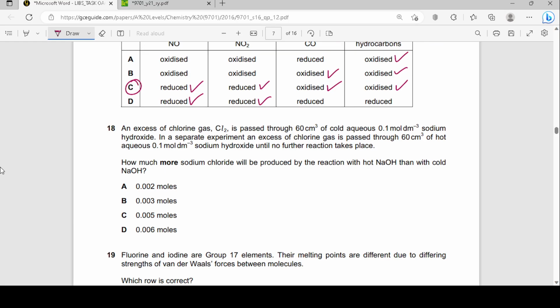Okay, the answer is C then. Reduction, oxidation. It should be.